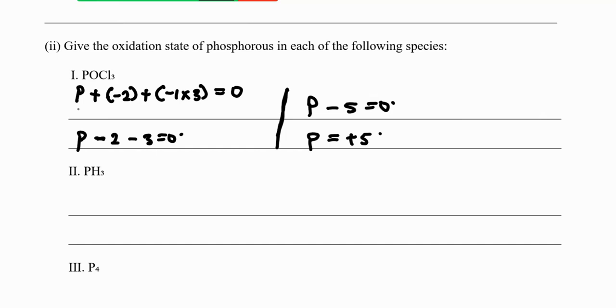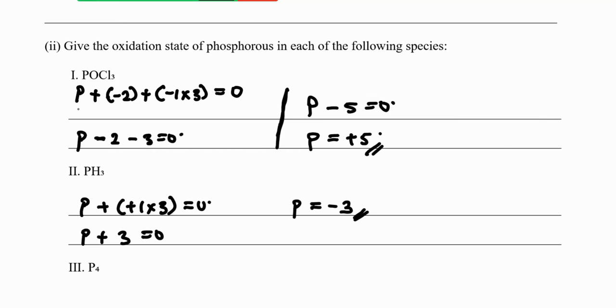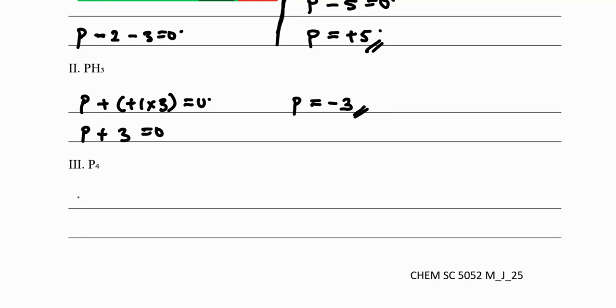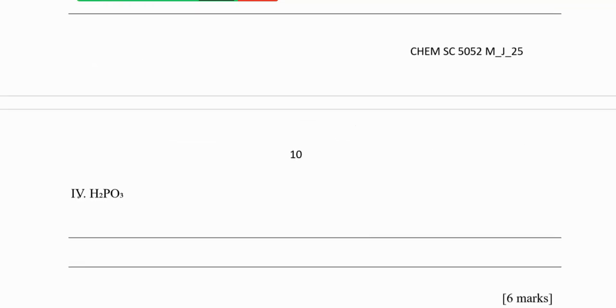Now the next one is phosphorus and hydrogen. So we have phosphorus plus hydrogen, which is positive, right? So +1 times 3, all equal to 0. So it's now going to be phosphorus plus 3 equal to 0. So the oxidation state of phosphorus is equal to -3. Now the next one is this. It's only phosphorus here. So it's not related to the oxidation state of any other element, and it's a neutral atom. So this is going to give us 0.